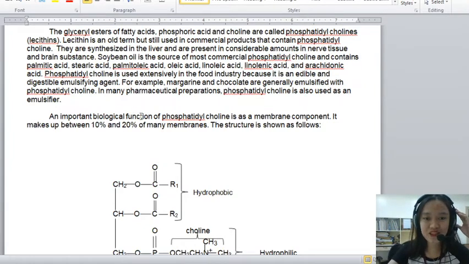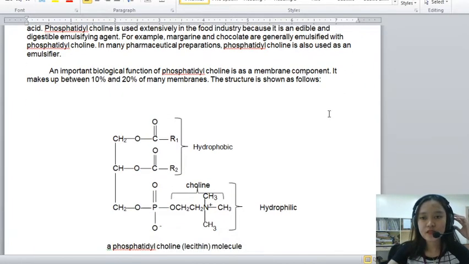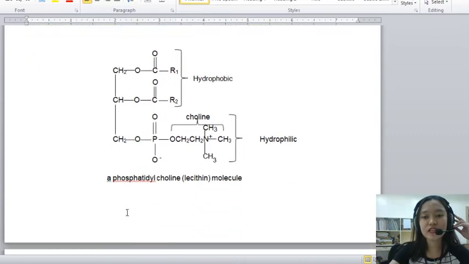Okay, so an important biological function of phosphatidylcholine is as a membrane component. It makes up about 10 to 20% of many membranes. Ito yung structure niya, class. Sabi ko nga, dalawang fatty acids, R1 and R2. And then sa dulo, you will have your phosphate group and the structure of choline connected to the phosphate group. Itong part na ito is hydrophilic because they contain negative and positive charge. So, they will be reactive to other substances.